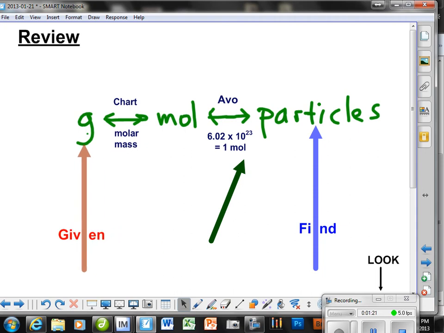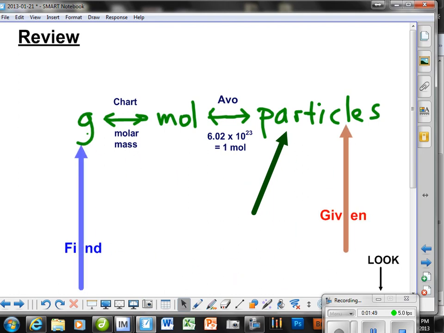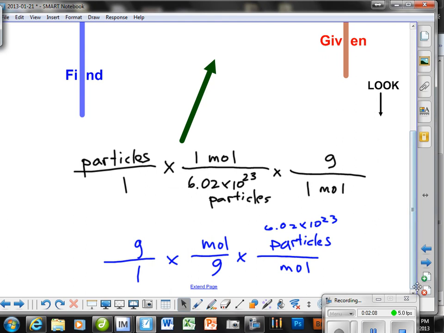When we got into problems recently where we had the given on one end and particles on the other end, that means we're going to have 2 things in the middle. We'll have the given over 1 as the first fraction, then we'll use the molar mass to get to moles, then we'll use the Avo number to get to particles. That would be the same if we reversed this and started with particles. The second fraction would be Avo, the third fraction would be the chart, and particles over 1 would be our beginning. I wanted you to see what happens when we reverse the directions we're starting from and ending.